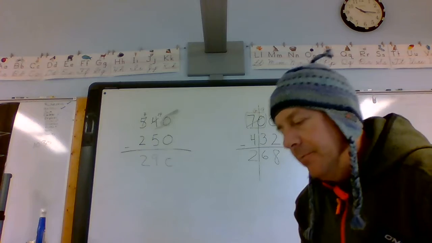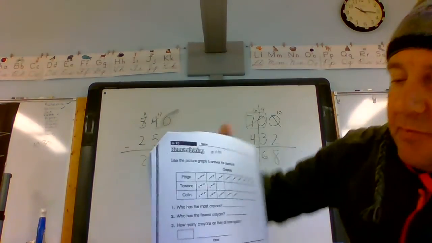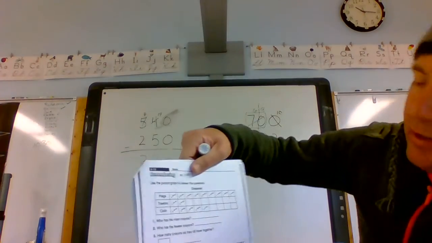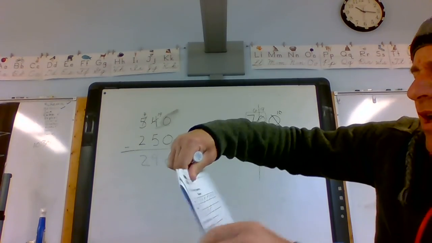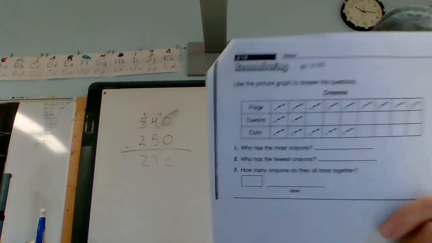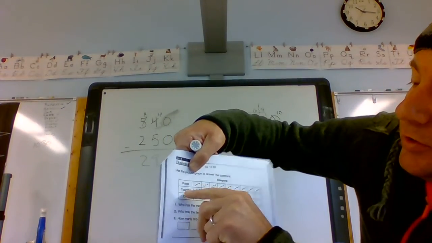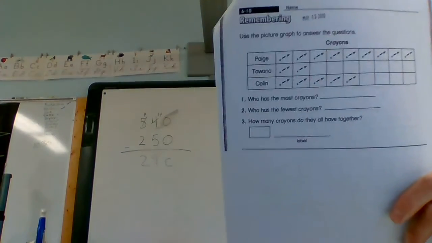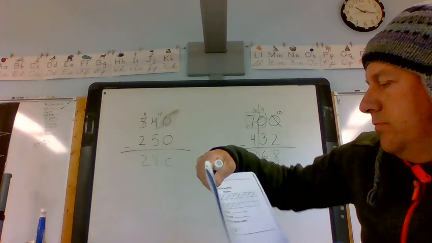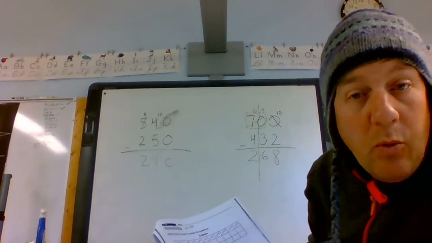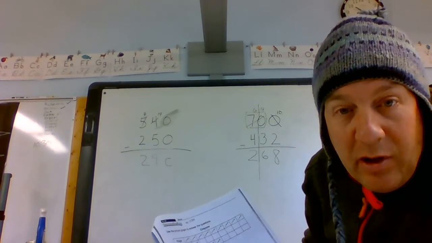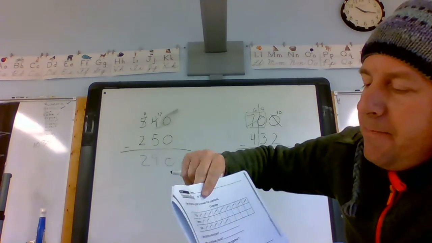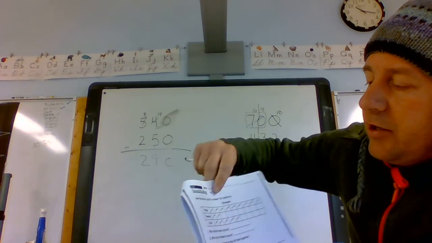So, all right. The next page, we've seen this before. We have a picture graph with, these are supposed to be crayons. They kind of look like crayons. So we have a picture graph. We have Paige, Tawana, and Colin. Tawana, that's a great name. We don't have a lot of Tawanas in Carbon County even. I don't know. Who knows if we even have any. But anyway, Paige, Tawana, and Colin.